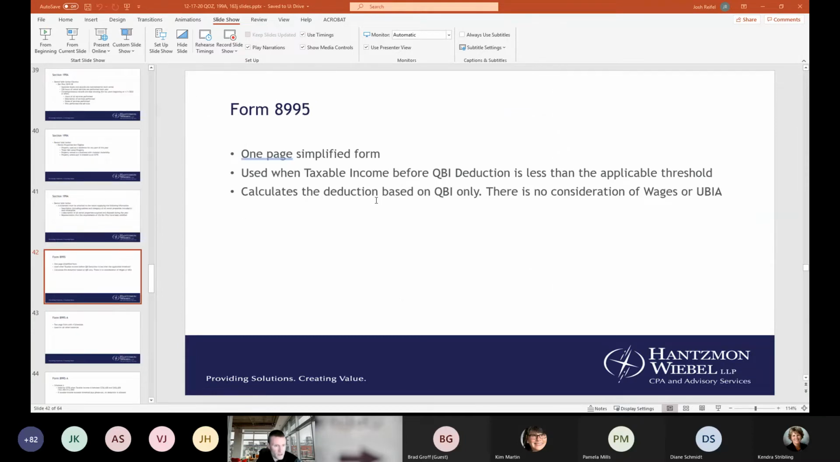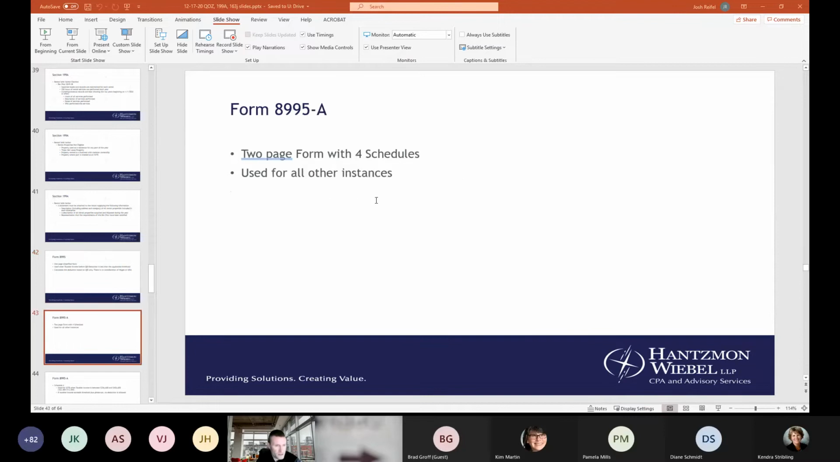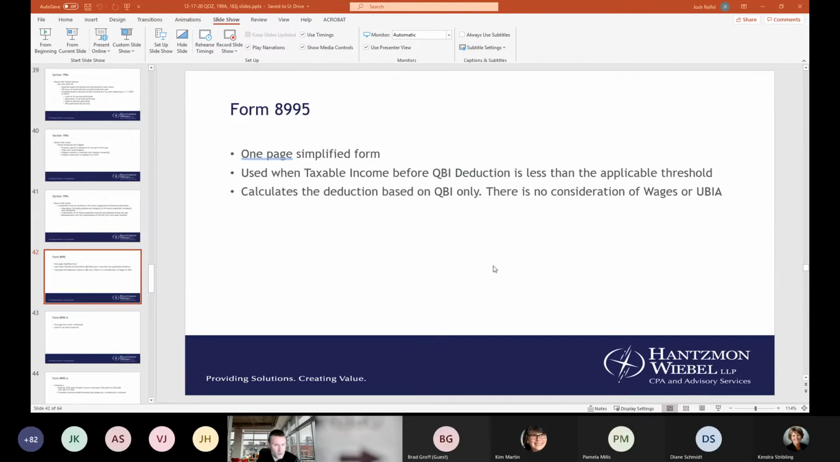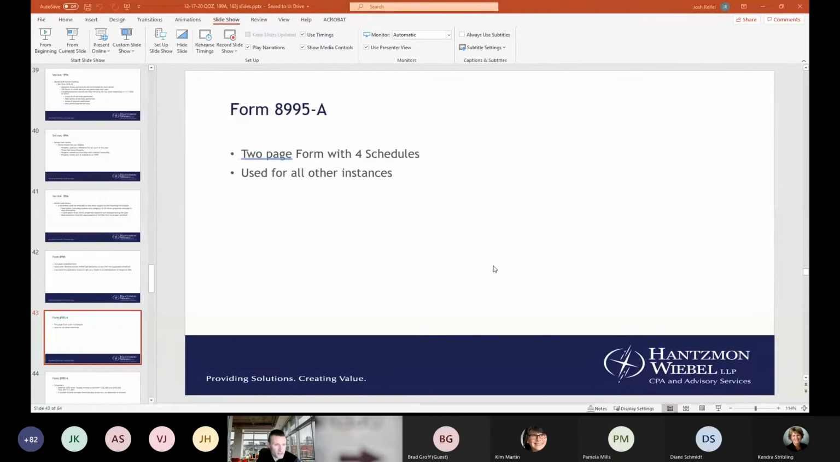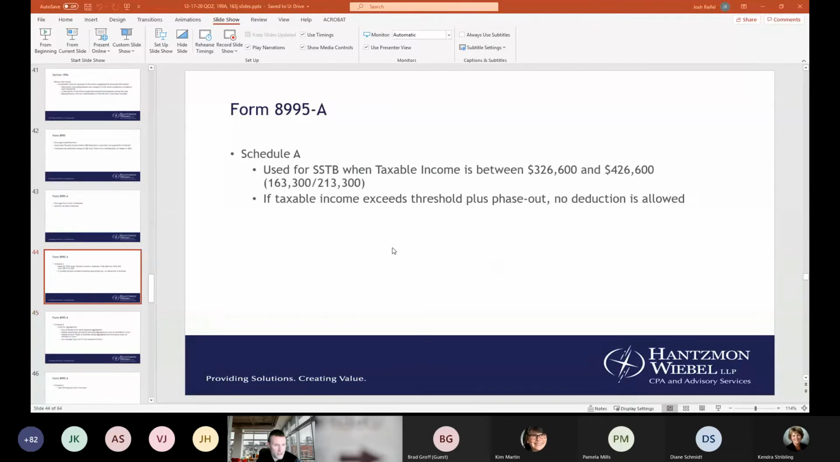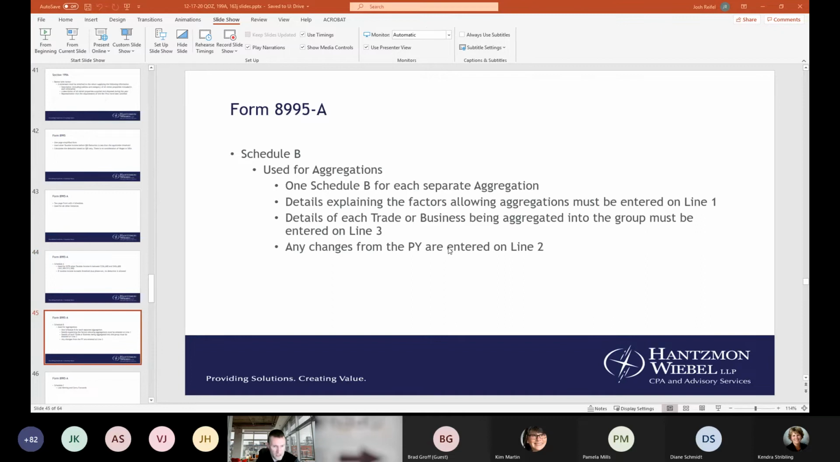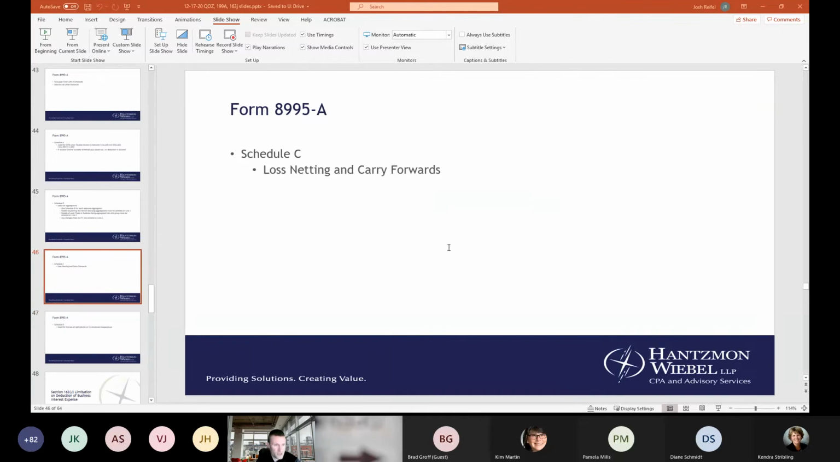All right. I already briefly mentioned the 8995. 8995 is a simple form used when there's no threshold, no limitations. 8995A is used for all other instances, for your SSTBs. If the taxable income exceeds the threshold plus the phase out, there's no deduction, no 8995, no 8995A, no nothing for SSTBs. Schedule B, we looked at an example of that. That's for aggregations. Schedule C is where all the losses and carry forwards are going to get entered. And Schedule D is used for patrons of agriculture or horticultural cooperatives. I have not seen or used that schedule at all, but it is out there for any applicable businesses.